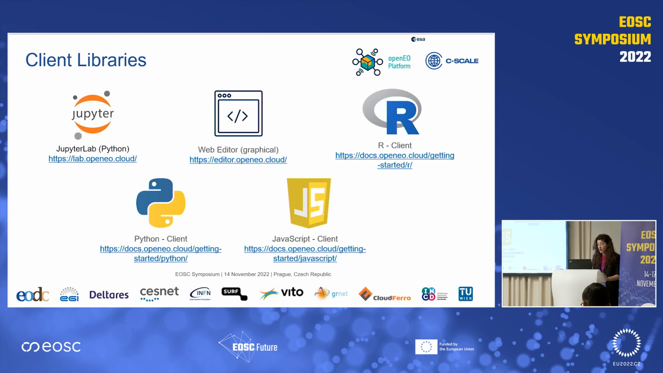The client libraries that are supported in OpenEO are 3: the R client, the Python client, and the JavaScript client. If you need more information, you can follow the links. On top of that, there's also the web editor, which is best for users that do not have prior experience with Earth observation data and prefer to work in a more interactive environment. And the Jupyter Lab, which uses the Python language, which provides directly pre-installed R and Python clients.